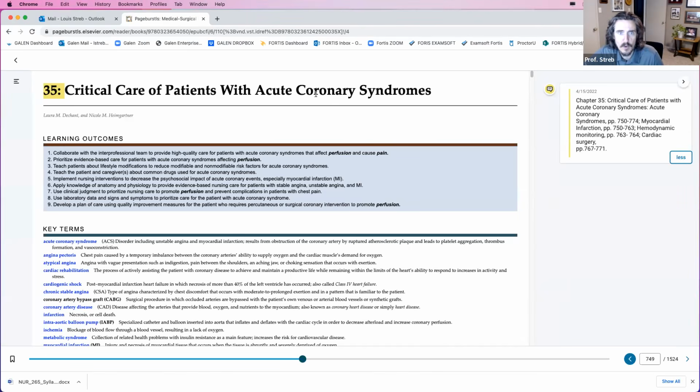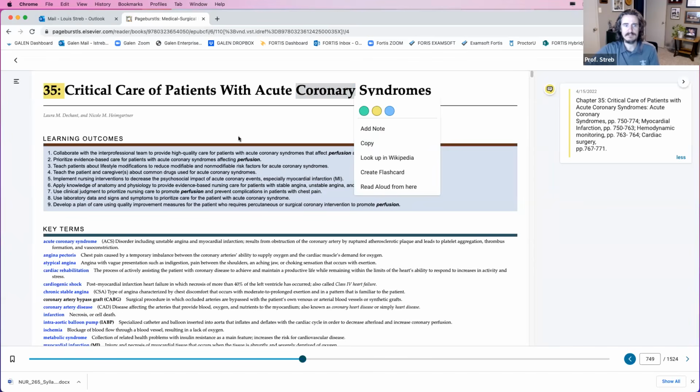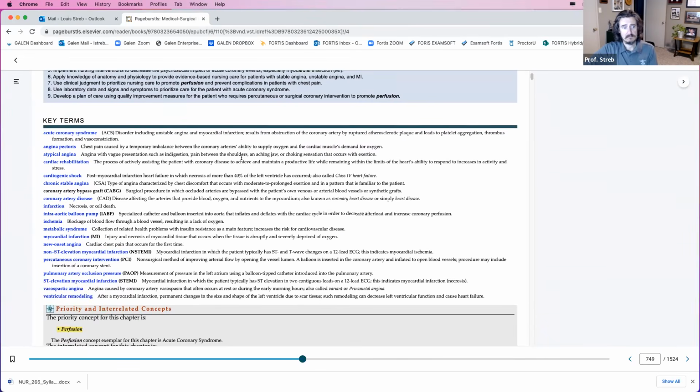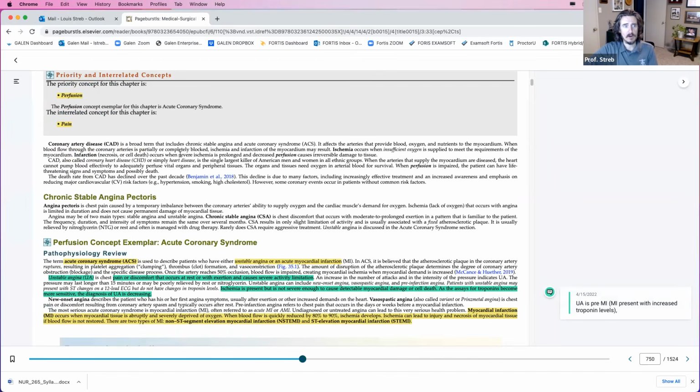Acute coronary syndrome. So what does coronary mean? Let me ask you that right off the bat. What is coronary? What does that refer to? The vessels and arteries. Yeah, we're talking about the heart, basically. That's what I think about when I think of the word coronary artery disease. We're talking about the arteries of the heart.